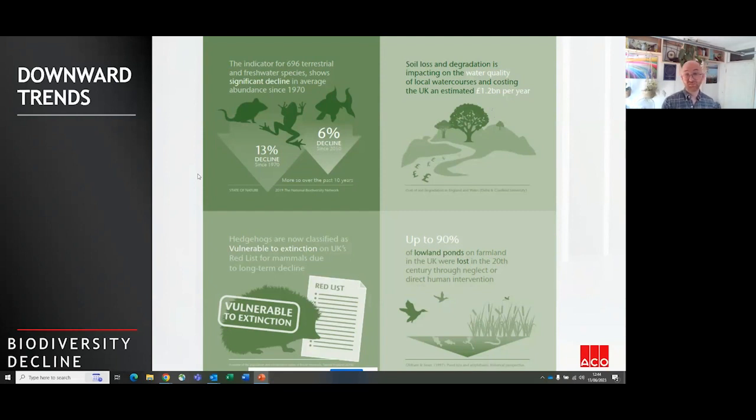In the UK, we've seen declines across the board with key indicator species such as amphibians, but this could be connected to the lack of waterborne areas, with a 90% decline in lowland ponds in the 20th century. So it's really important that we bring water into our developments, into our lives, and make sure it's visible on the surface so it can be used by the natural systems.